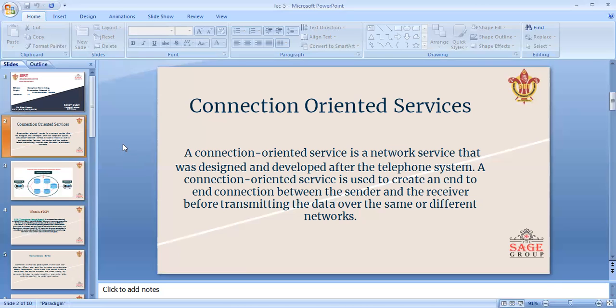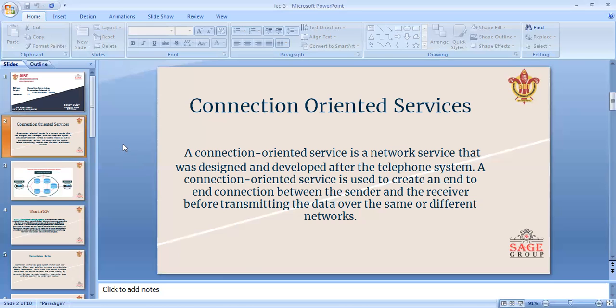After connection establishment, the sender sends data to the receiver directly, with no interruption. After all the messages are completed, the sender requests termination, and the receiver responds. The meaning of this message is requesting the server to terminate the connection. So that is connection-oriented services.